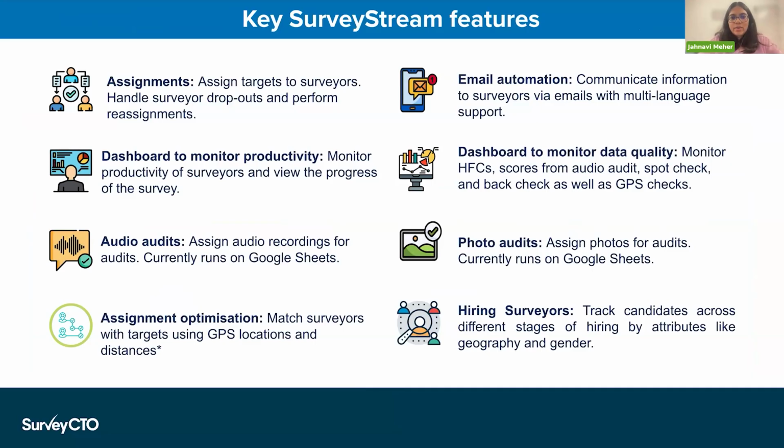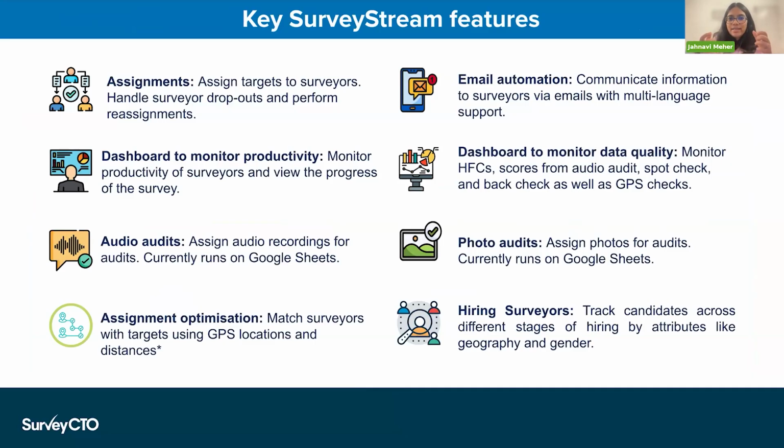So I'll quickly go over some of them. The first is assignments. Like I mentioned, we have a web app to assign targets to surveyors. This web app also gives the option to handle surveyor dropouts. So if there are targets which have been assigned to surveyors and it's a survey that has not been completed, these get released back into the pool of assignable targets and you can reassign them to active surveyors. Additionally, load balancing of work can be done amongst surveyors by looking at metrics like surveyor productivity.